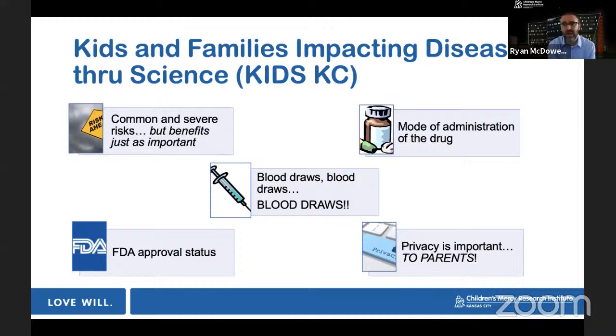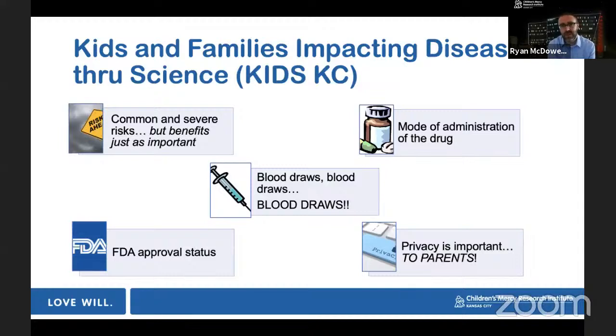And we got really interesting questions. They said, why do the risks always come before the benefits in a consent form? Interesting questions like that. I was like, I don't really know. We're a risk averse society, I guess. So we cover the risks first before we talk about the benefits. But they had really good questions.